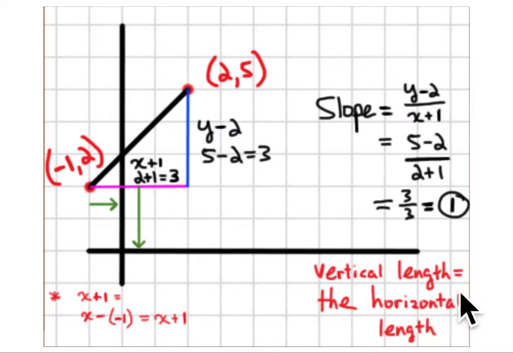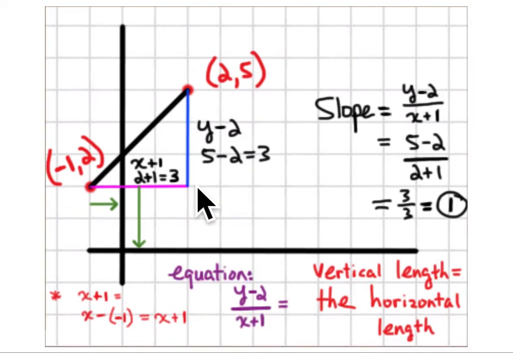So the vertical length is equal to the horizontal length in this problem. Whatever horizontal length you're given, the vertical length is going to be the same. So the equation looks like this. y minus 2, got to get rid of that 2 units. x plus 1, you have to add that 1 unit. Remember, it's really x minus a negative 1, but that can be written as x plus 1. So what does it equal? It equals a slope of 1.